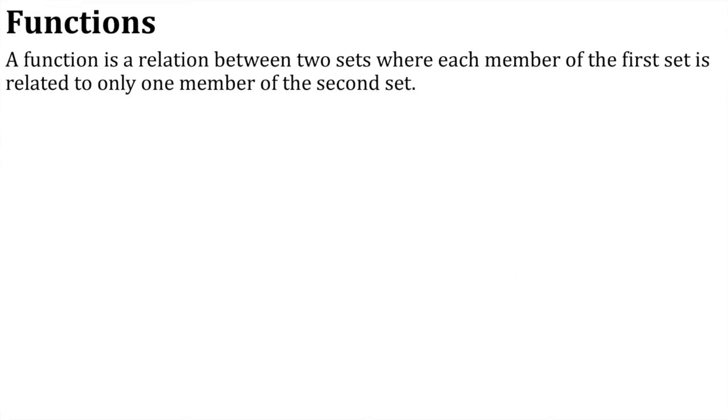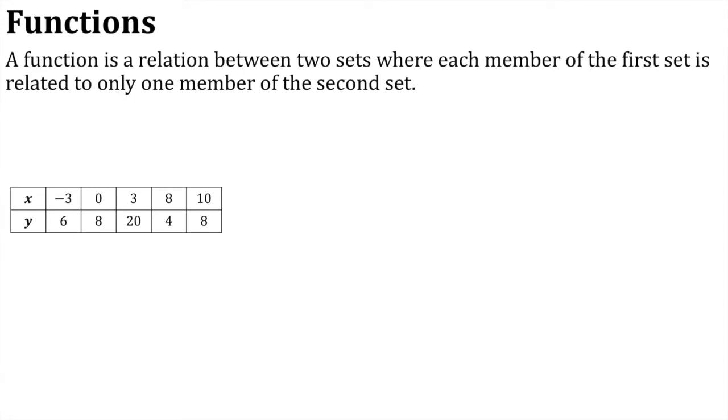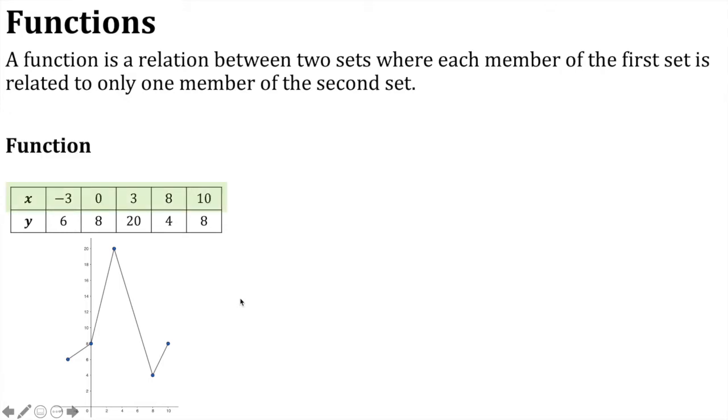Let's look at another example. We've got a table of values here, and you can see that we have unique x values. Have a look at the graph. Now you might notice that there are 2 y values that are the same. But that's okay. They come from different x values, that's fine. And that is a function because we've got these unique x values as such.